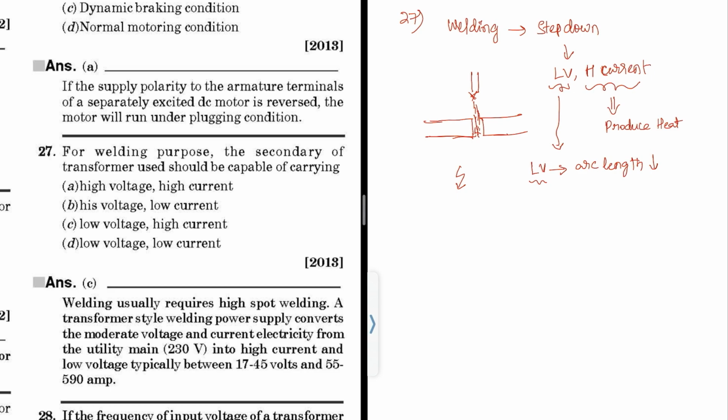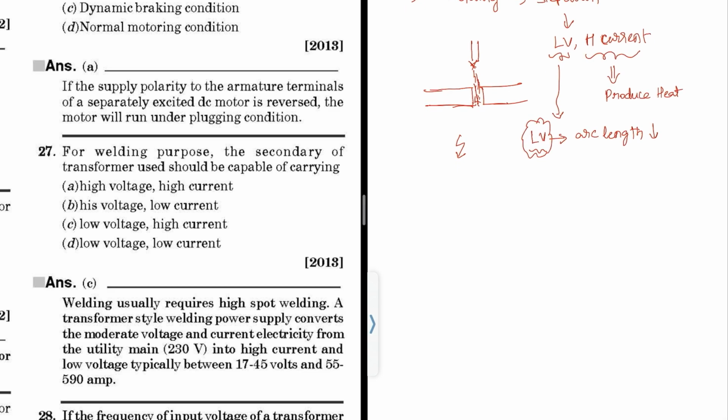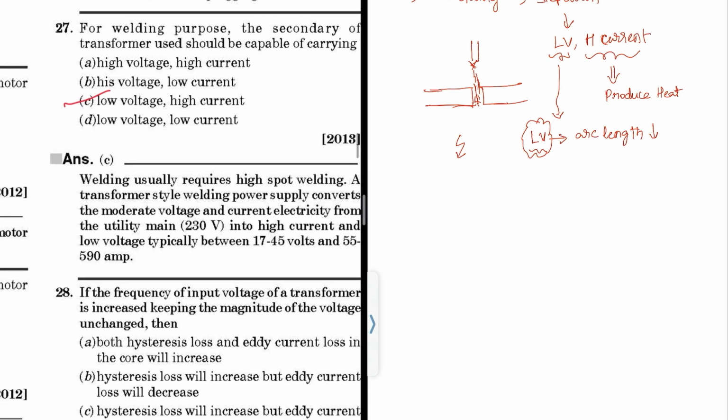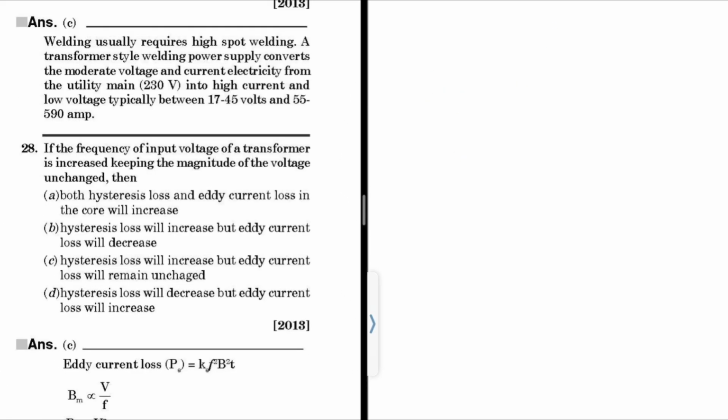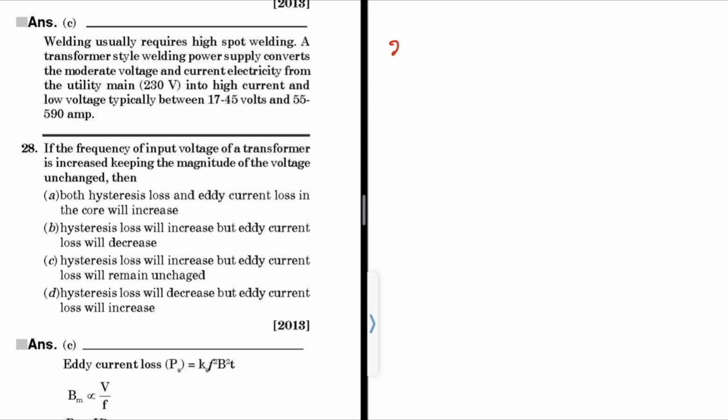So where the metal should be welded. So that's why the low voltage is needed. Okay, so the answer will be low voltage and high current. Okay, so coming to 28th question, let me explain you.